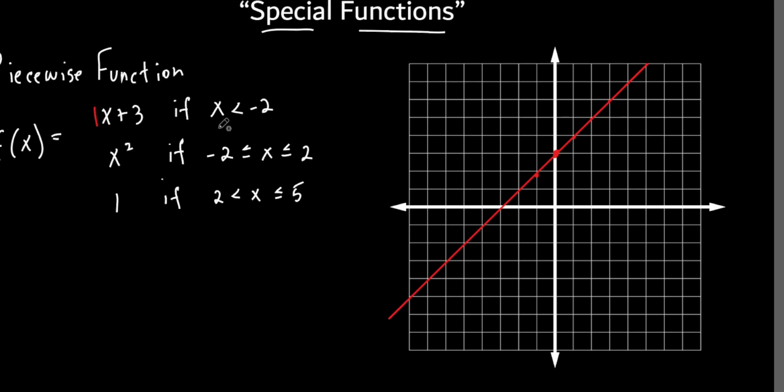So x can only be what? Less than -2. So watch, I'm going to go here on my x-axis to -2. Now, where does it hit the line when x is -2? What's the y?